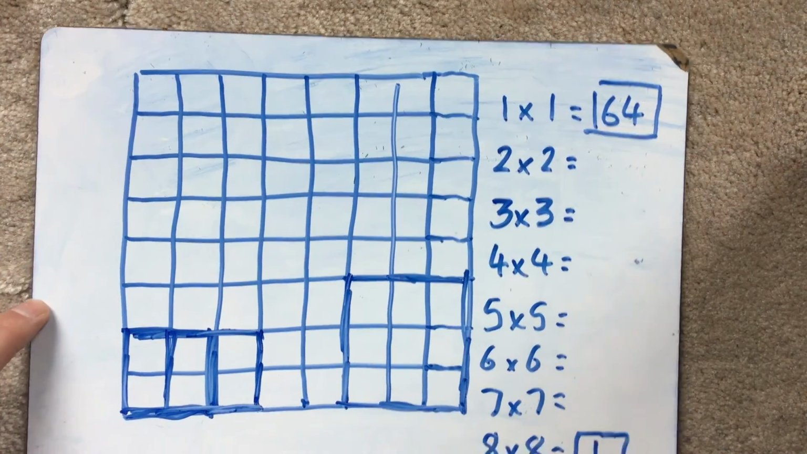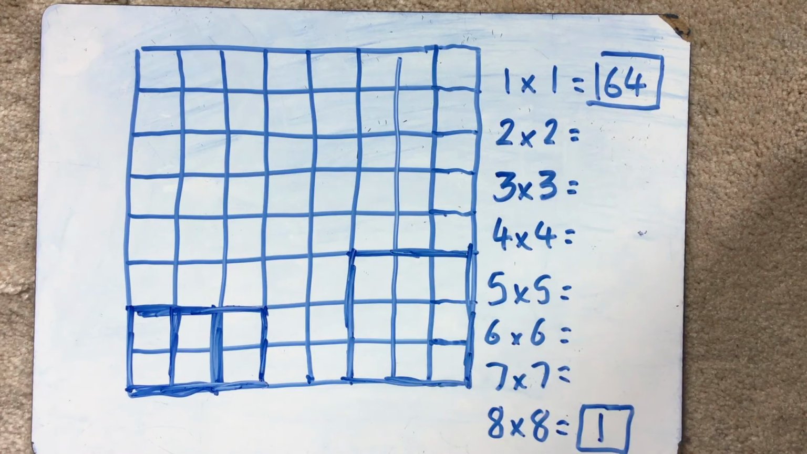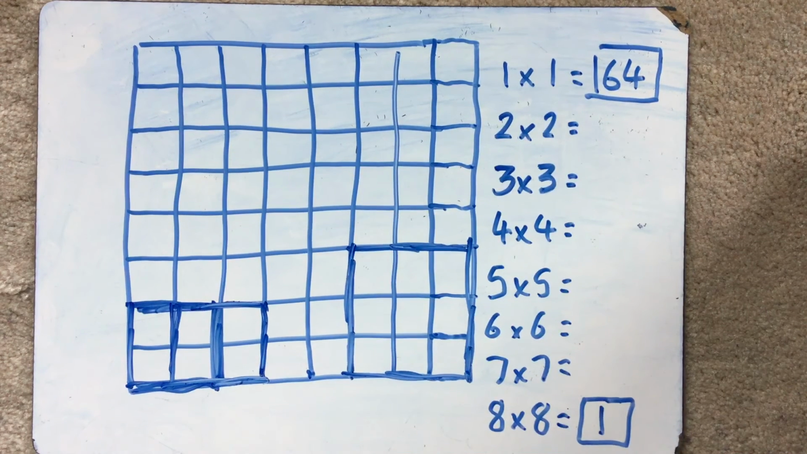If you can work out how many there are, you'll be able to tell me how many squares there are on a chessboard, and you can maybe share your answer in a private message to me, maybe email me with that.